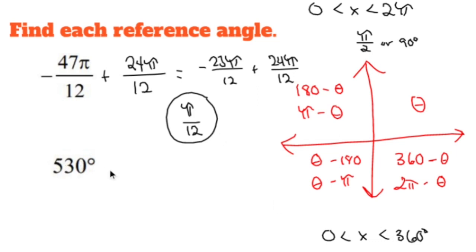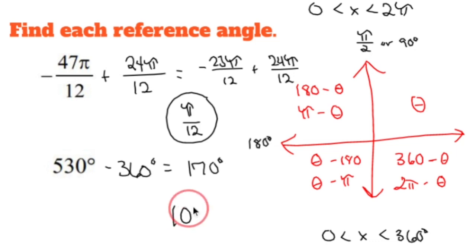530 is not quite there. I'm going to subtract 360, that number, and end up with 170 degrees. Now I know that this is 180 degrees, which means 170 lives in quadrant 2. So to find the reference angle, I'm going to do 180 minus 170 and end up with 10 degrees. That's my reference angle right there.